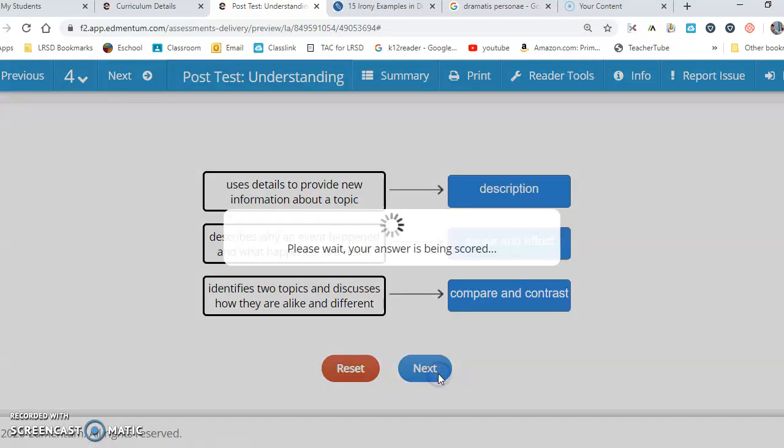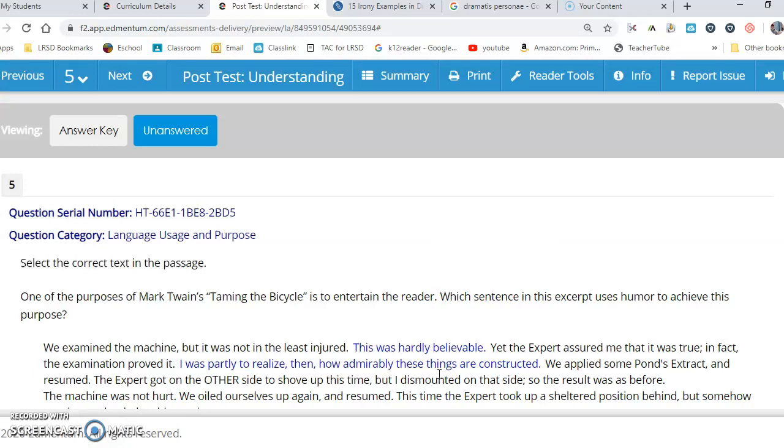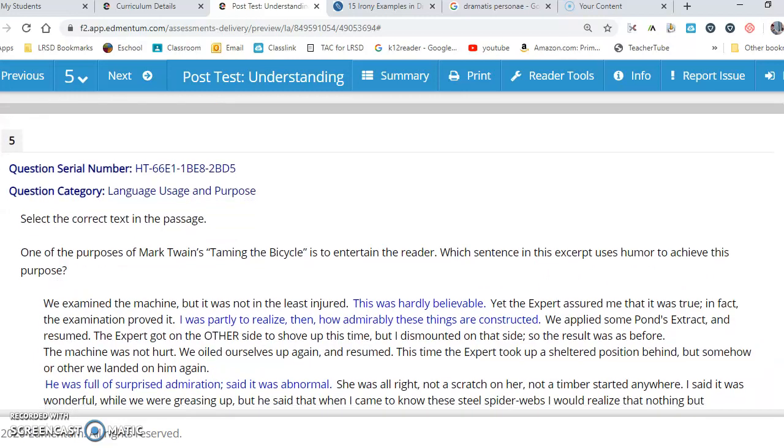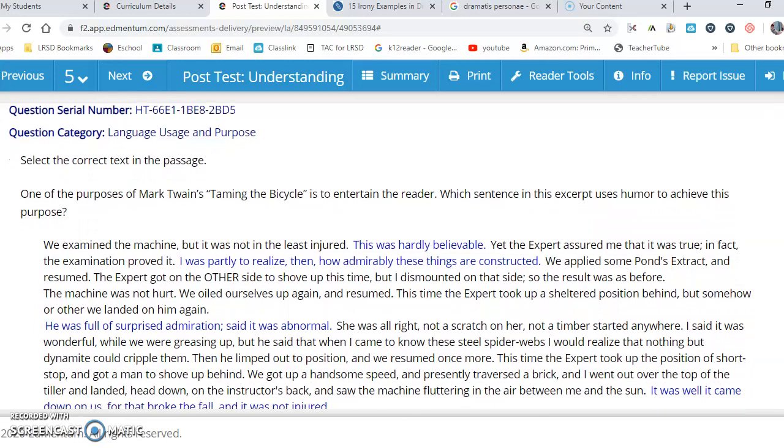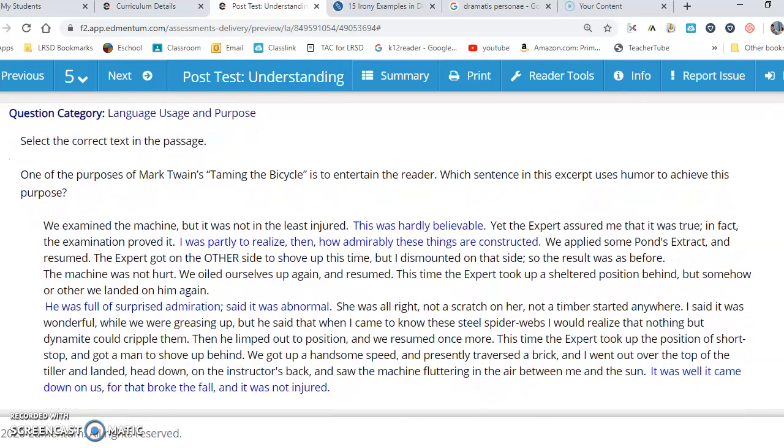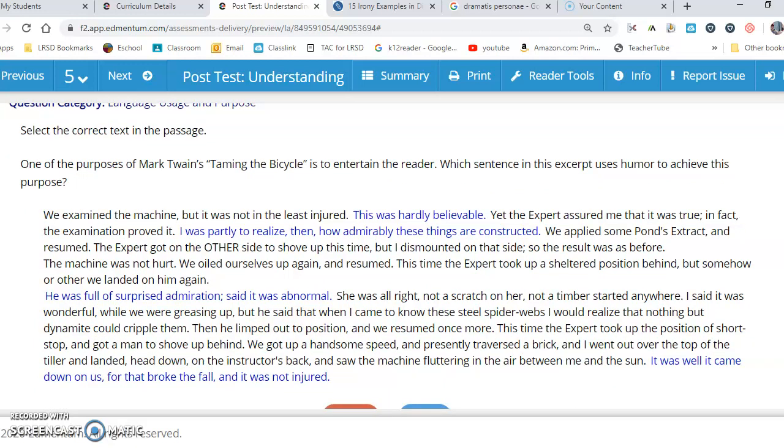Okay, so number 5. One of the purposes of Mark Twain's Taming the Bicycle is to entertain the reader. So the author's purpose of Taming the Bicycle is to entertain. He is relating the bicycle to an animal, such as you would tame a horse. And he has himself and the expert, who is probably someone that is more experienced in riding a bicycle and teaching him how to do so.